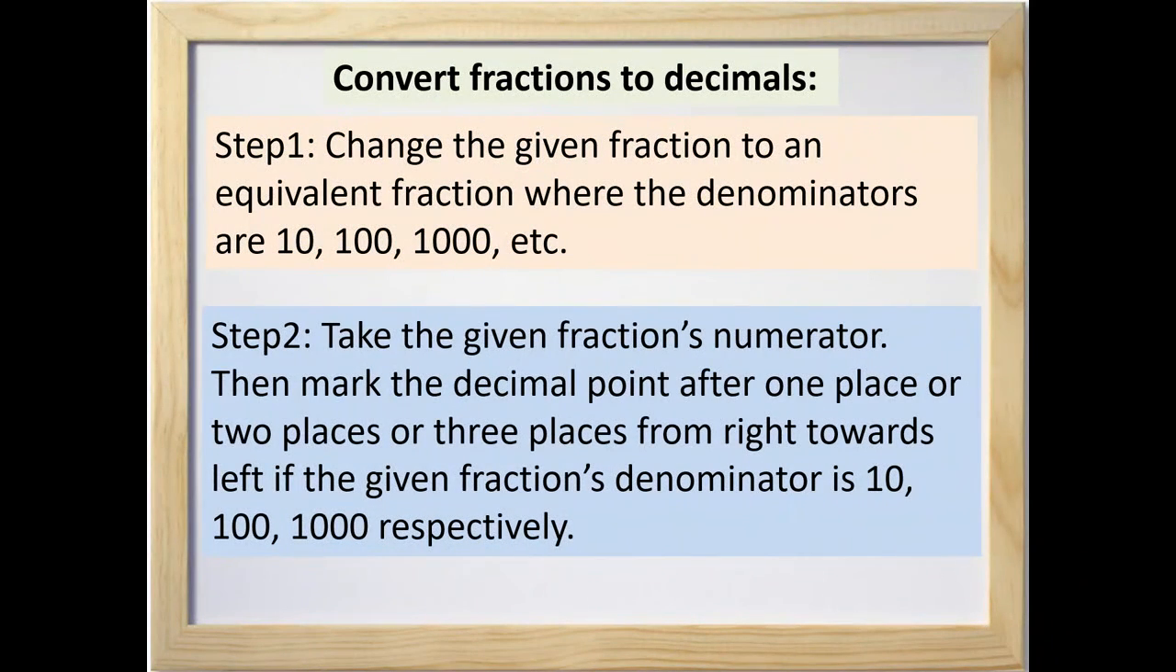And step 2, we have to take the given fraction's numerator. Then mark the decimal point after one place or 2 places or 3 places from right towards the left if the given fraction's denominator is 10, 100, 1000 respectively. Understood children?